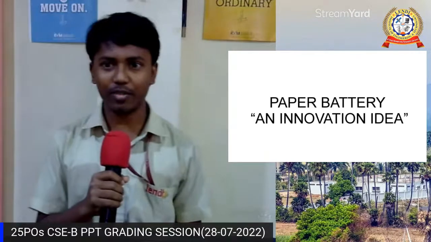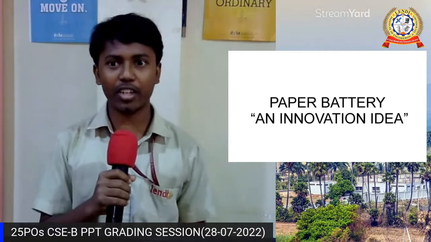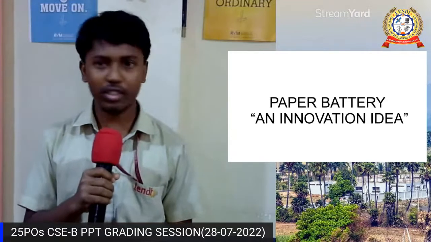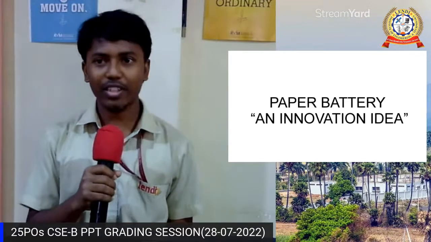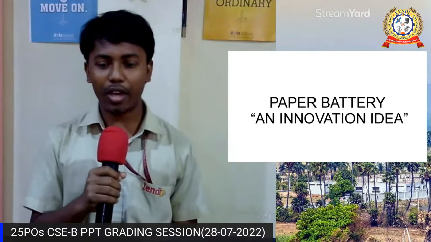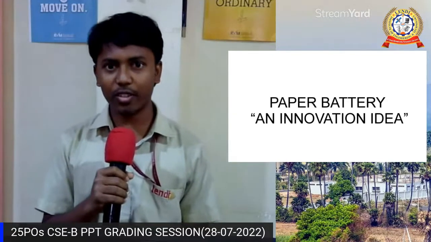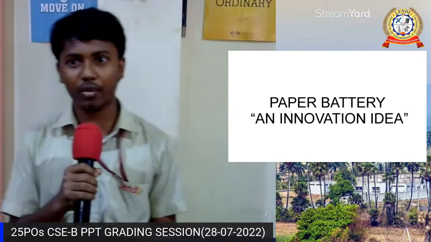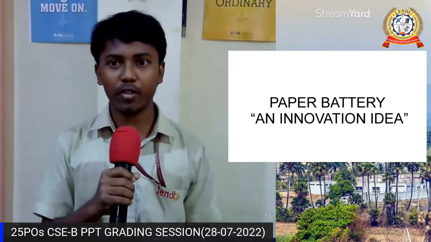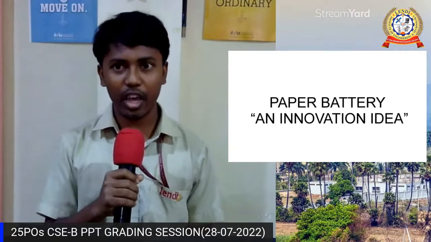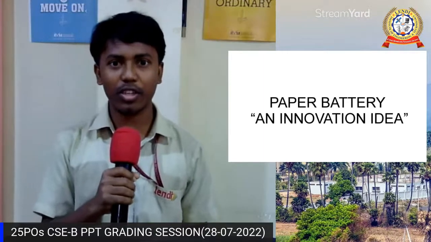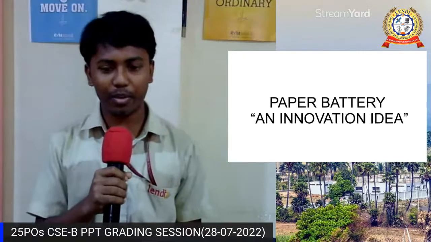Coming to the introduction, the paper battery is an alternate energy storage device made of cellulose and carbon nanotube. Carbon nanotube is nothing but an allotrope of carbon. It has high stability and high energy storage. So we use the CNT in the battery.